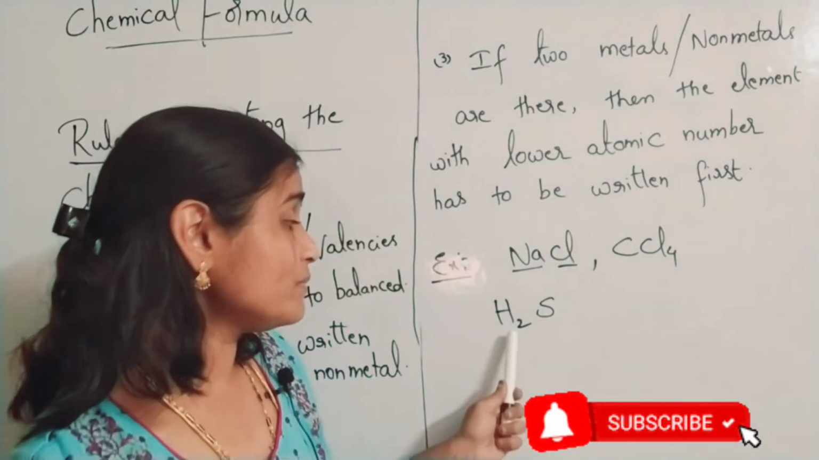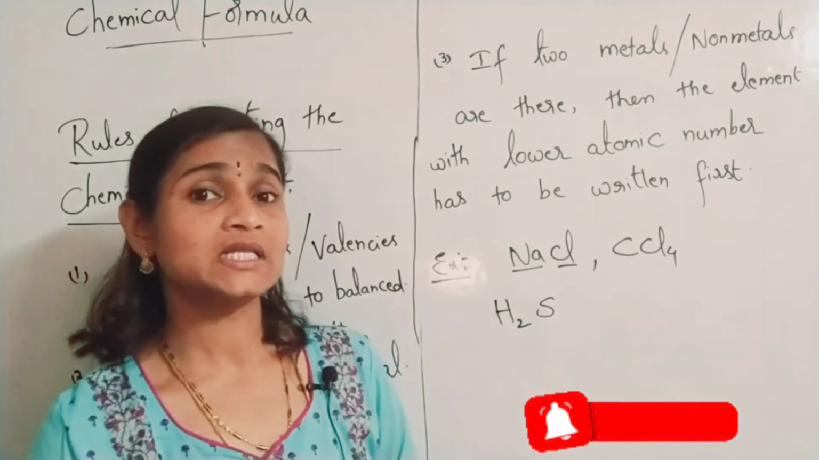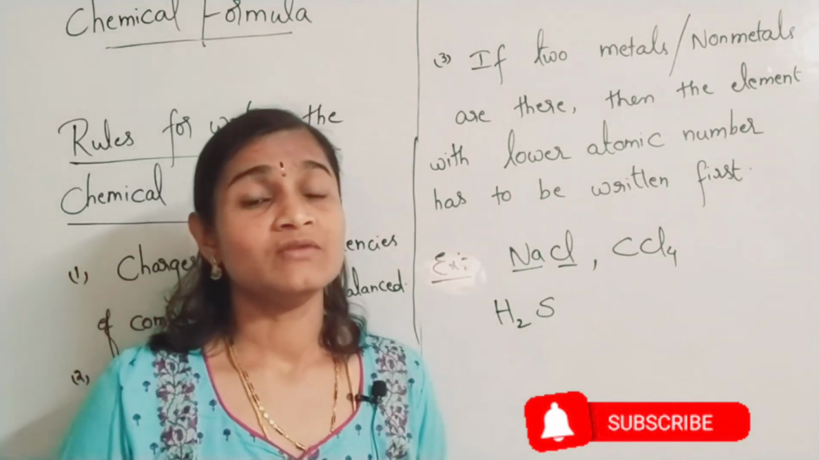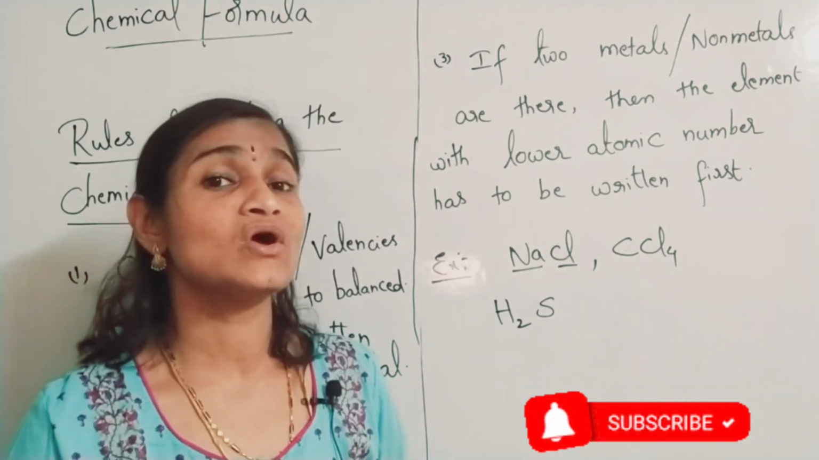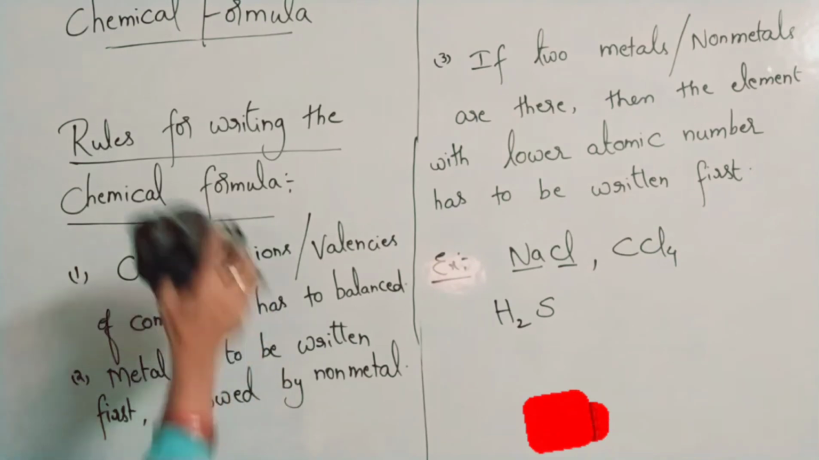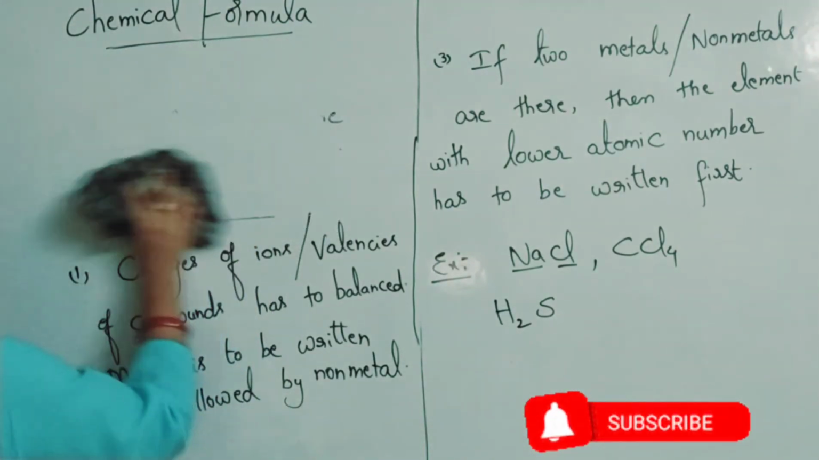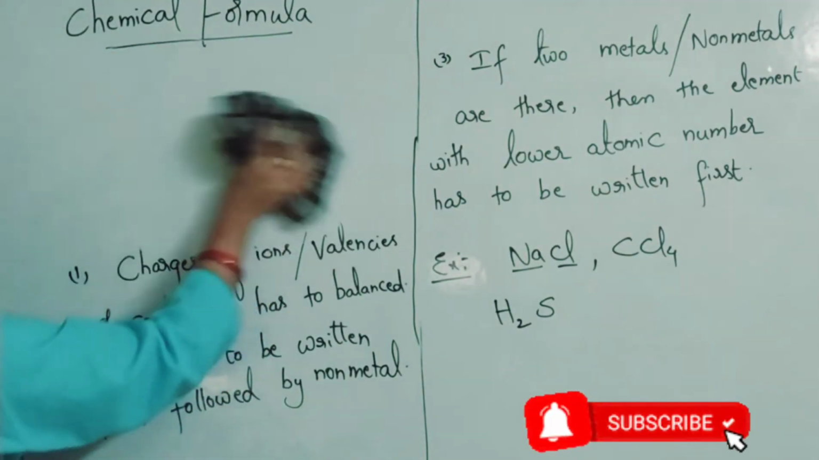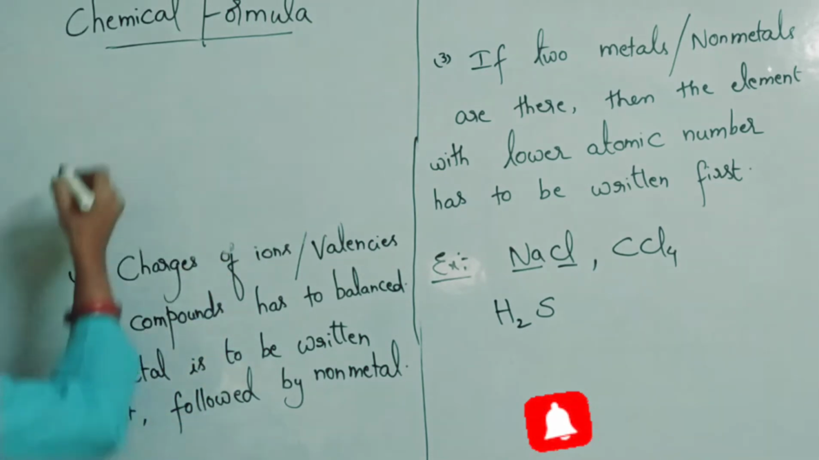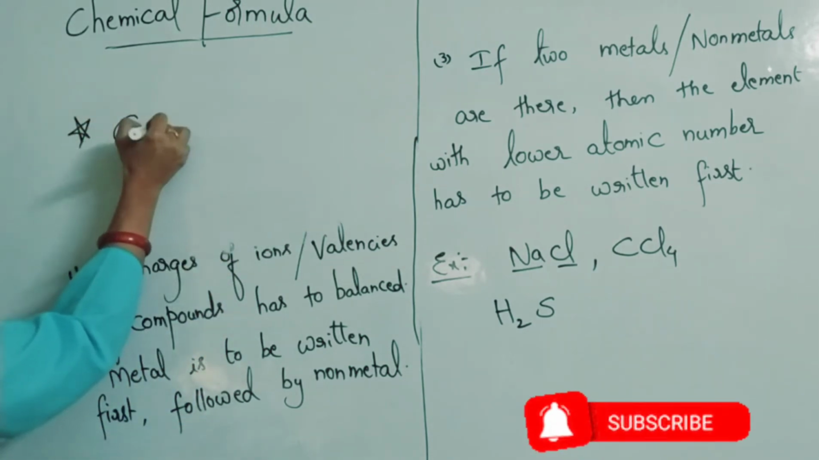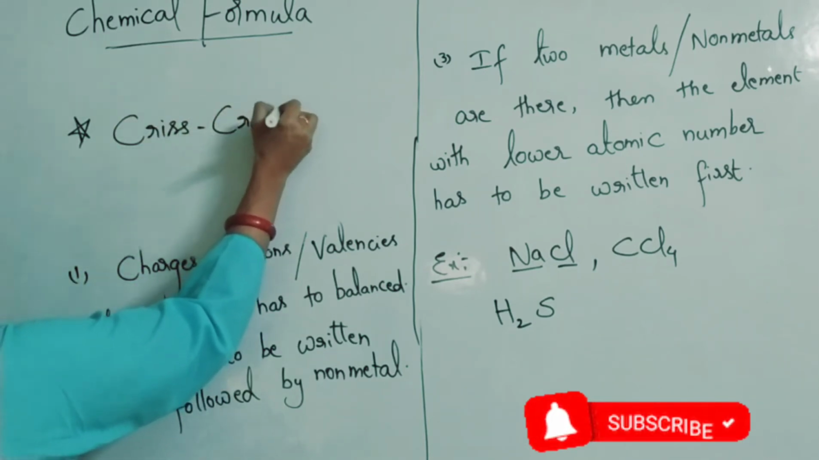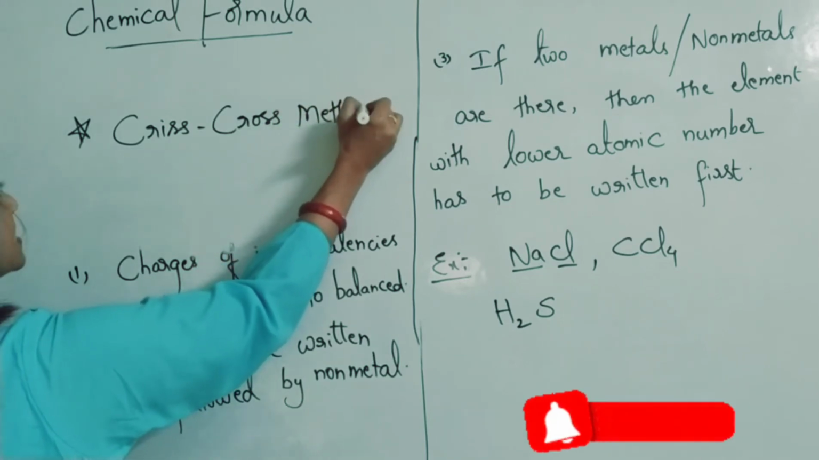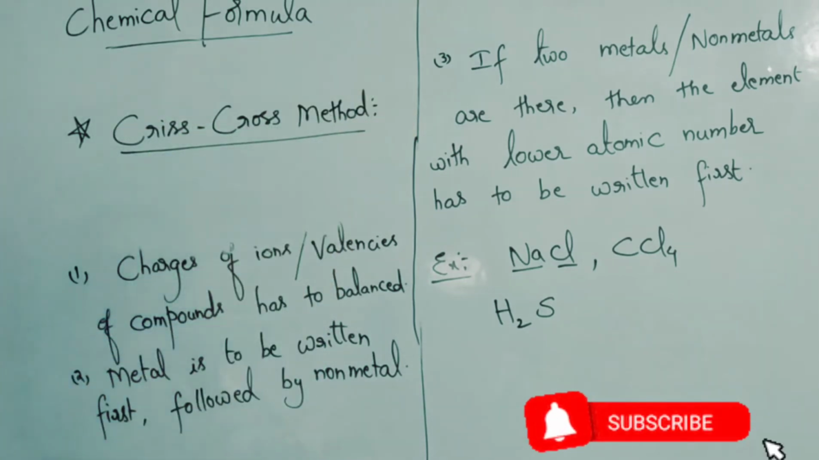Then what about these numbers, the 2 and the 4? How to write them? For that, you need to follow a method which is called the crisscross method. Let us learn about the crisscross method. What is the crisscross method? Very, very important. The teacher kept a star, which means this is a very important concept.